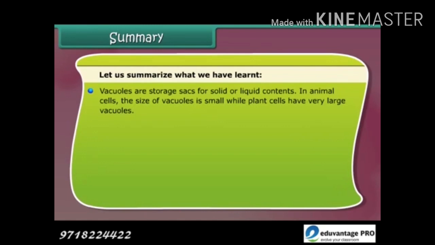Vacuoles are storage sacs for solid or liquid contents. In animal cells, the size of vacuoles is small, while plant cells have very large vacuoles. Plastids are present only in plant cells, not in animal cells.